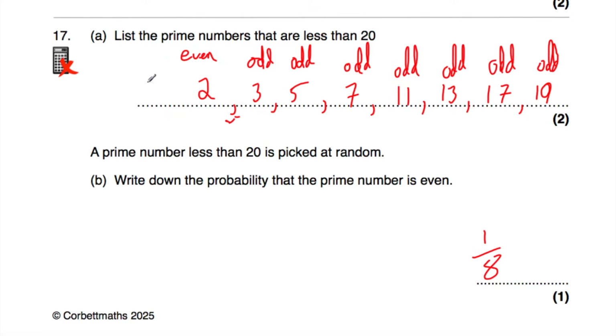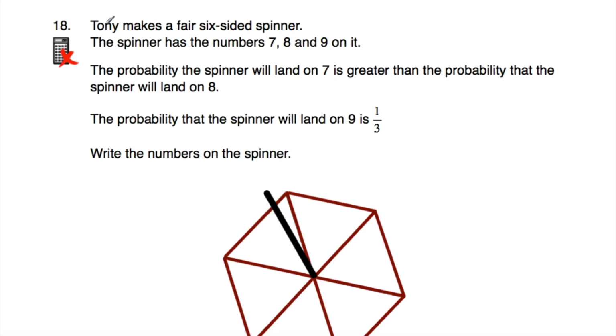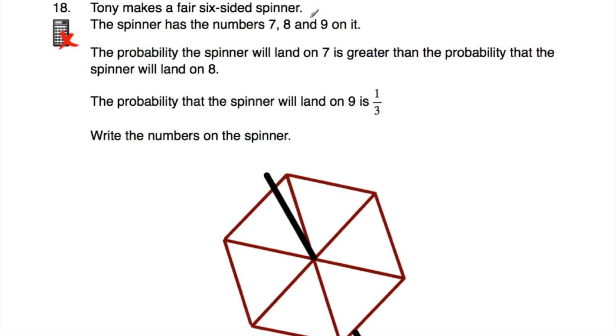Okay, let's take our next question, question number 18. Question number 18 says that Tony makes a fair six-sided spinner. So he's made a fair six-sided spinner, and the spinner has got the numbers 7, 8 and 9 on it. So there's the numbers 7, 8 and 9.